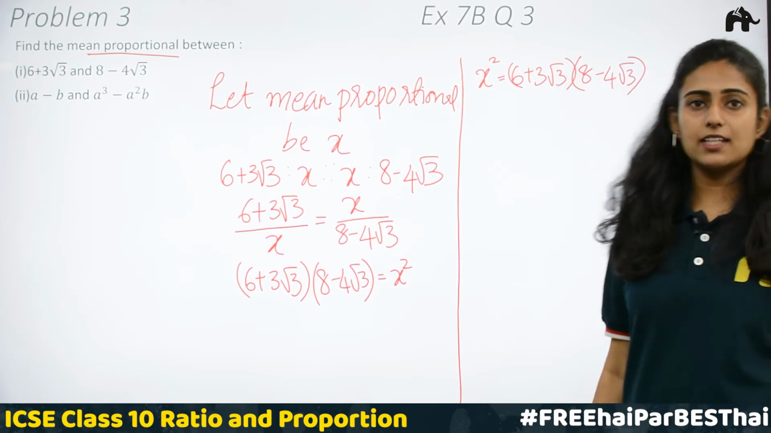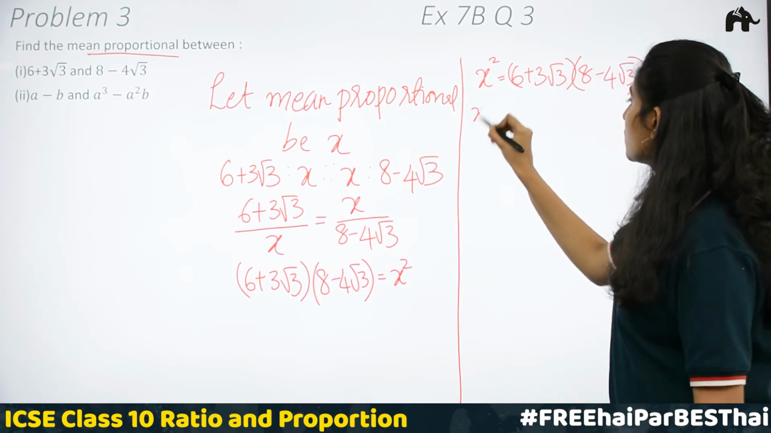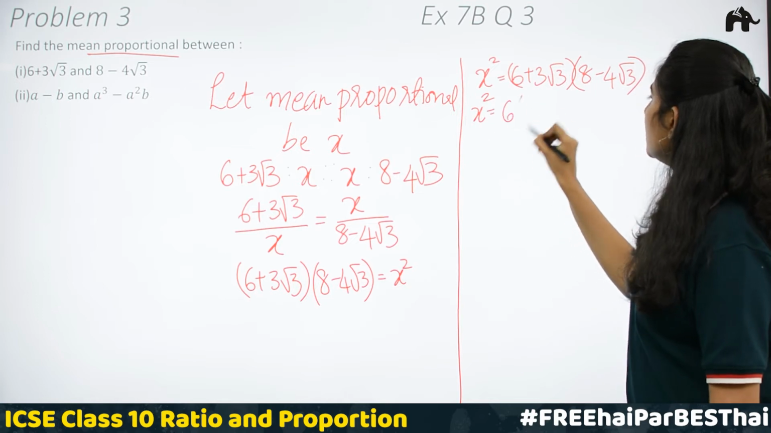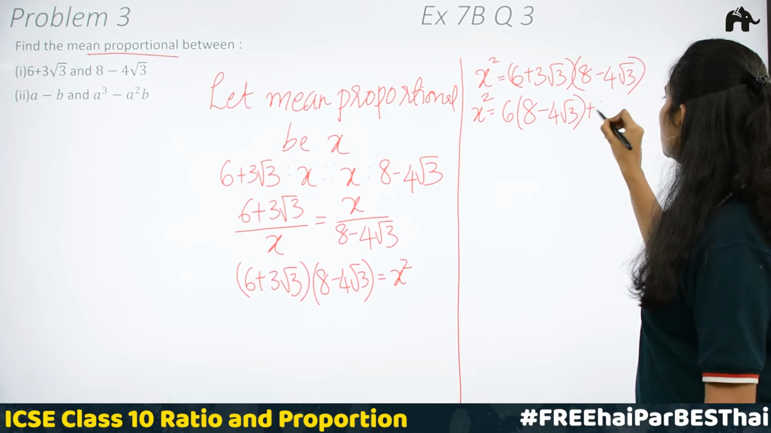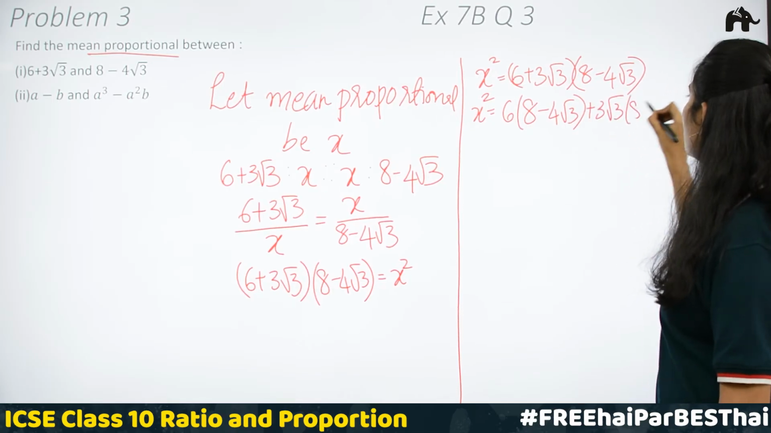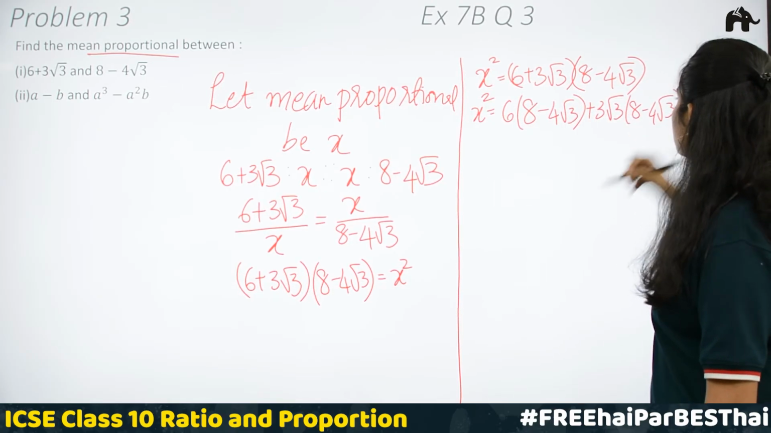Now removing brackets and multiplying. That is, x square is equal to 6 into 8 minus 4 root 3 plus 3 root 3 into 8 minus 4 root 3.